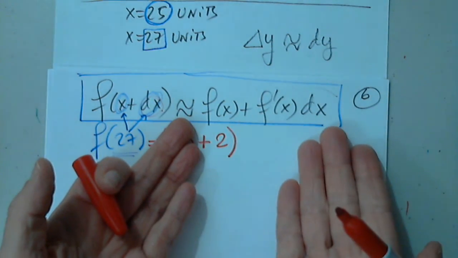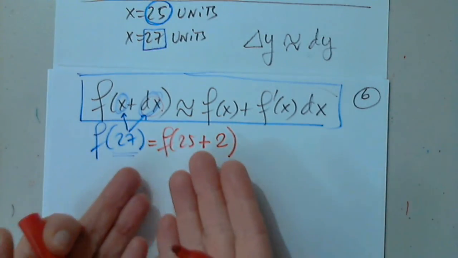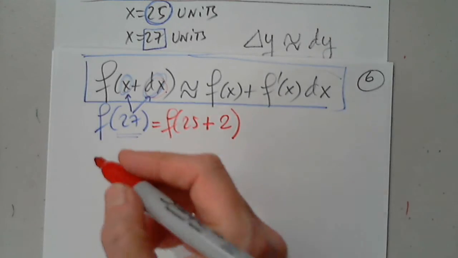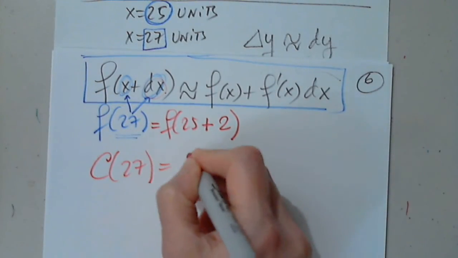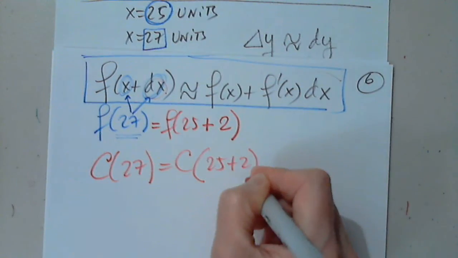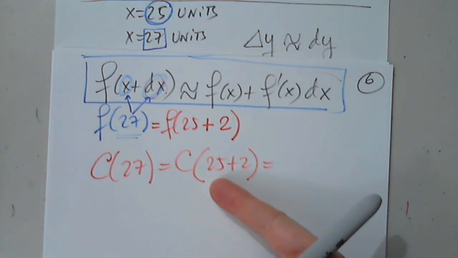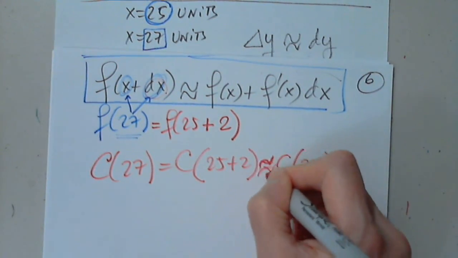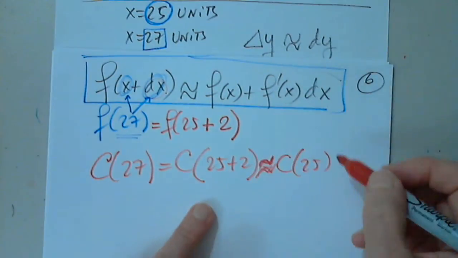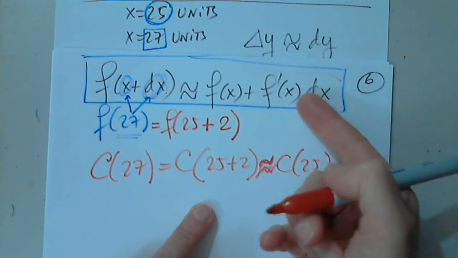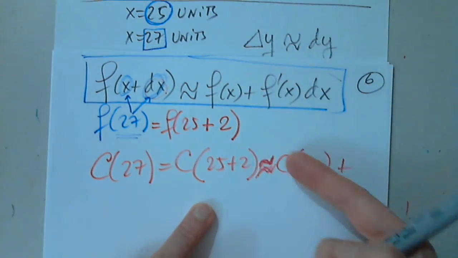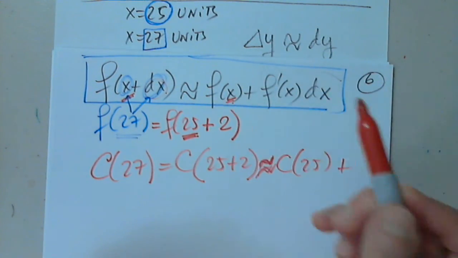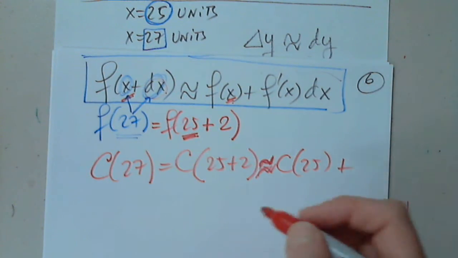All I have to do is plug it in. So forgive me for using f because that's how we present it in general. So I'm going to write it again with c. So c of 27 is the same as c of 25 plus 2, which is approximately c of 25 plus, can anyone give us this piece? Of course, this is c of 25 because this is our x. So what will this be? Plus what?